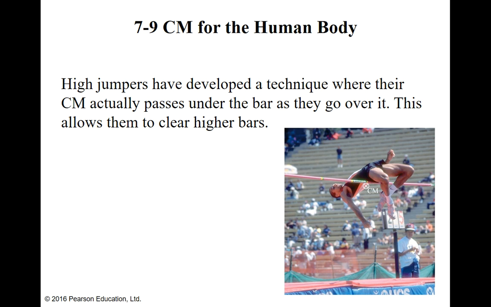So high jumpers have developed a technique where their center of mass actually passes under the bar as they go over it. It allows them to clear higher bars. I don't know a whole lot about high jumping. I suspect Mr. Doty could help us answer this. But I can see, at least in this position, this athlete has his feet below the bar, and a whole lot of his torso is also below the bar. And so in this position, his center of mass lays below the bar. And I'm assuming that as he slithers over the jump, he is keeping that center of mass as low as he can so that he can clear a higher bar. It's an interesting application.